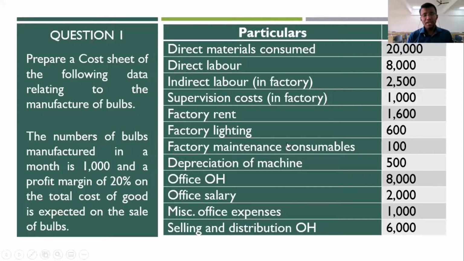So the question that we had discussed yesterday, we were asked to prepare a cost sheet based on some information. They've given us the items. They've also told us that the number of bulbs manufactured in a month is 1,000 units. The company is anticipating a profit margin of 20%. Now this 1,000 units is very important for us because remember, your cost sheet indicates your total cost as well as your cost per unit.